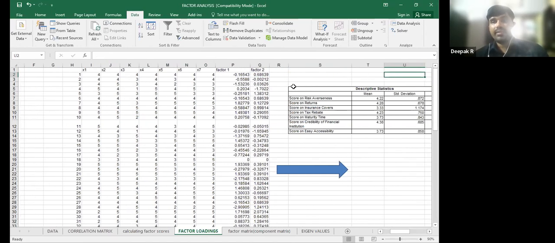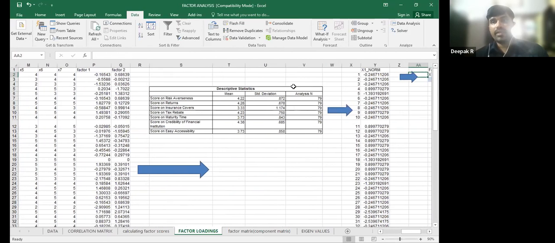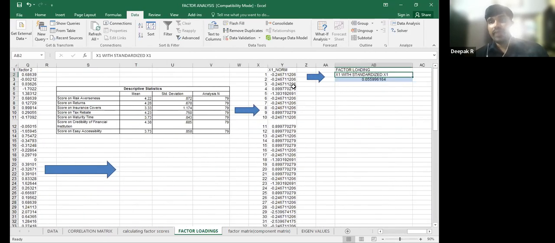Now what we want in the second step is to get the factor loadings. So how do we get the factor loadings? We have the descriptive statistics here.